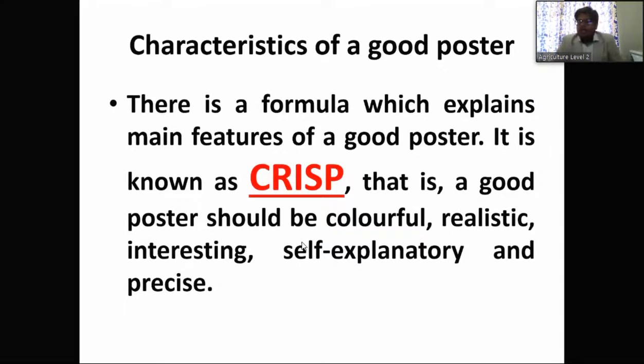Then the characteristics of a good poster. A good poster should be CRISP. C for colorful, R for realistic, I for interesting, S for self-explanatory, and P for precise. So these five characteristics must be contained in a poster. Is that clear?